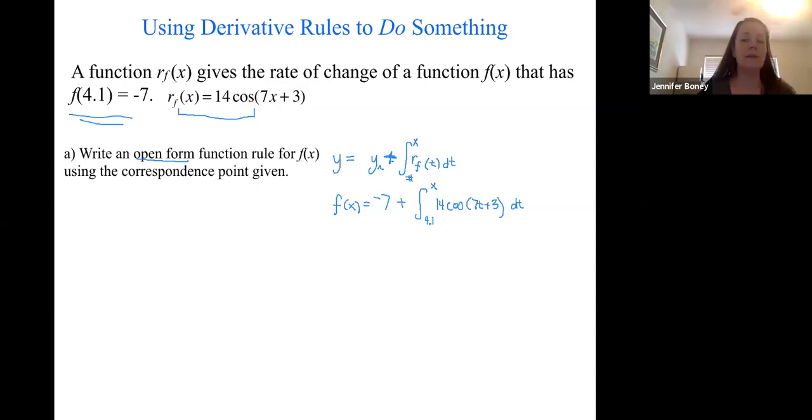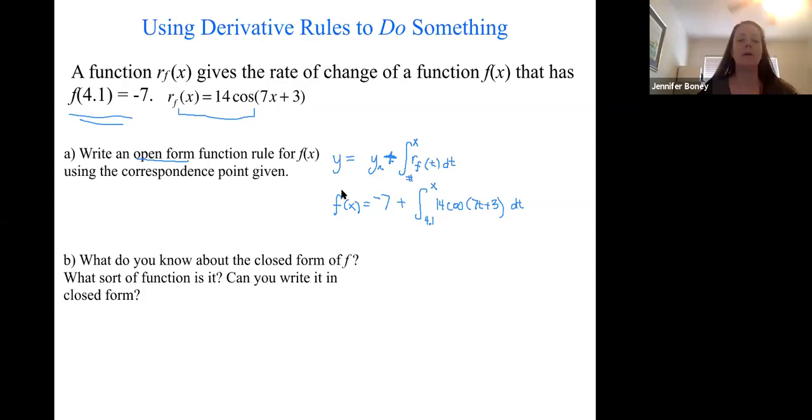So let's look at another question that I posed for this one. What do you know about the closed form of f? Meaning, without having this crazy integral in here, how else could I write that? Well, can you write it in closed form? So if I wanted to know a little bit more about this, well, this is the rate of change of function f.